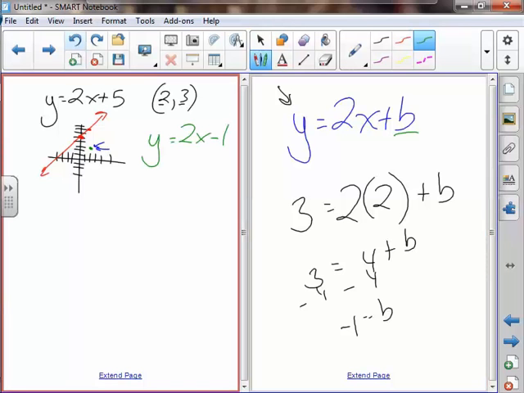Okay, so down here at negative 1 is my y-intercept, and we go up 2 over 1, up 2 over 1. Missed that point, kind of. All right, so that's our parallel line. That's kind of ugly. That's what happens when you freehand.